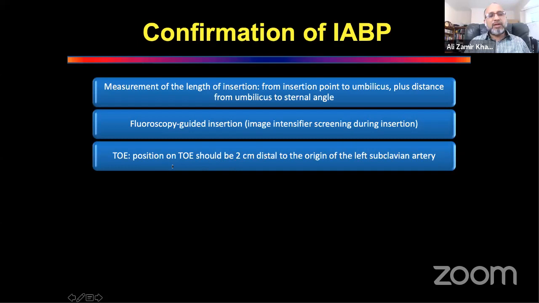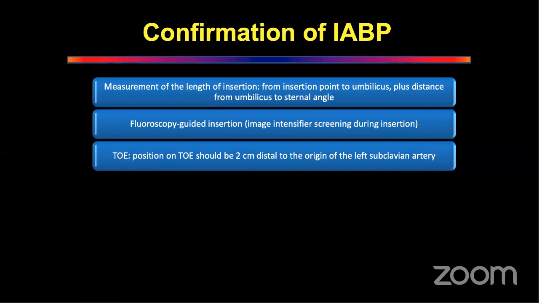TOE is extremely good, very, very sensitive. Probably one of the most sensitive things that will tell you that the tip should lie about 2 centimeters distal to the origin of the left subclavian artery. Can somebody tell me why it should lie 2 centimeters distal? What's the problem if it comes ahead? Quickly, come on. Somebody? Flow obstruction. It will obstruct the flow to the.